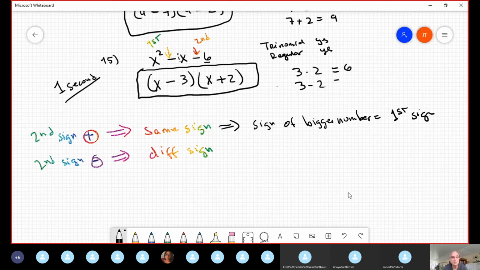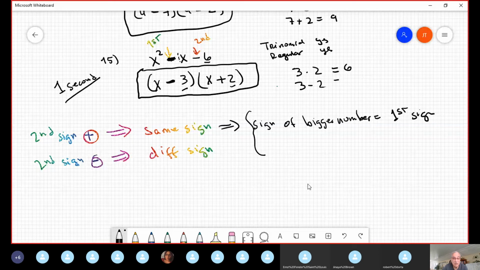So in this case, look, what's the bigger between 3 and 2? It is 3. And the first sign is negative. So you assign directly. It's negative here. And the other is different. One is a different sign. But I know that the bigger number has the same first sign and the other is different.